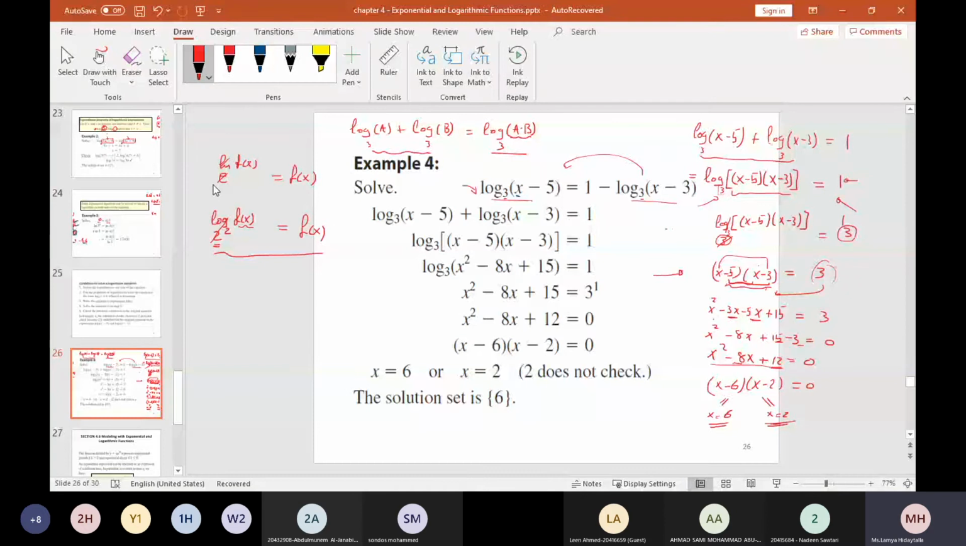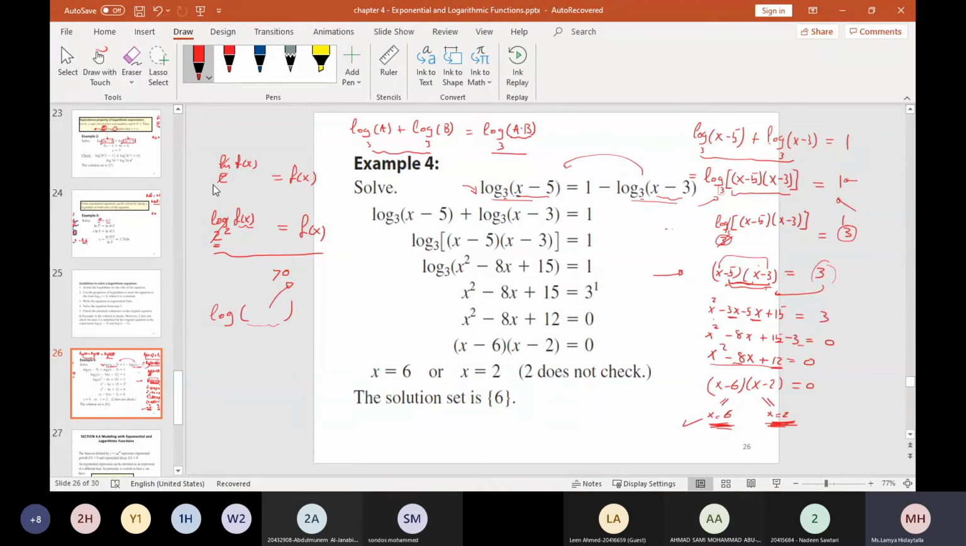Okay, but I will not stop here. Since I have a logarithmic function, I have to check whether both will work or not. We know the argument inside the log should always be greater than 0. So if I got a number that is not greater than 0, I have to exclude it, not use it. I can't work with it. Take the 6 and substitute: 6 minus 5 is okay, 6 minus 3 is okay. So x equals 6 is fine.